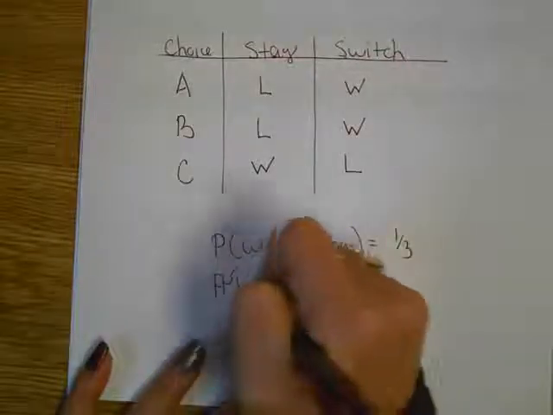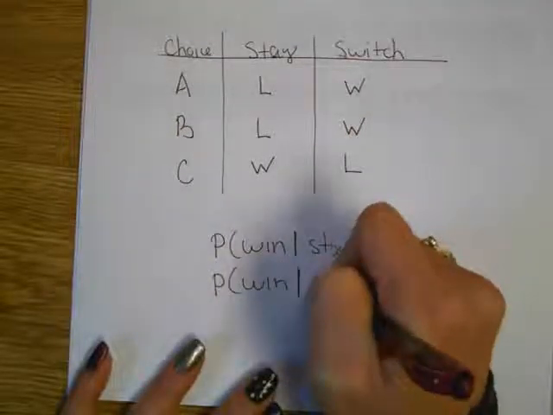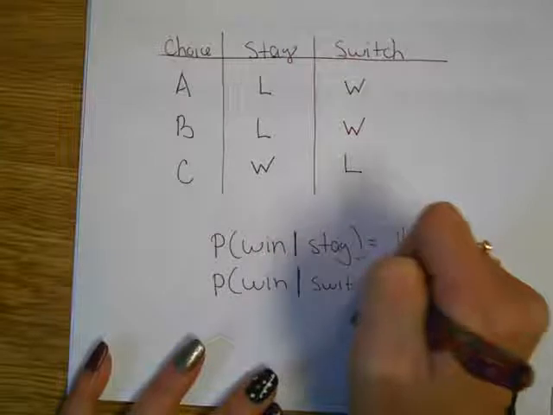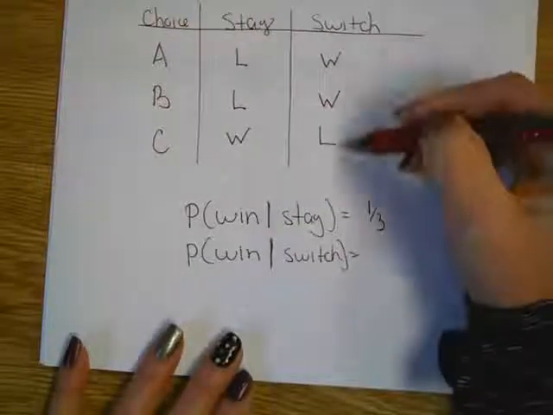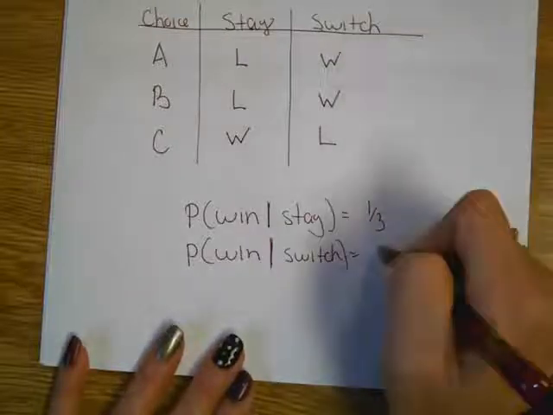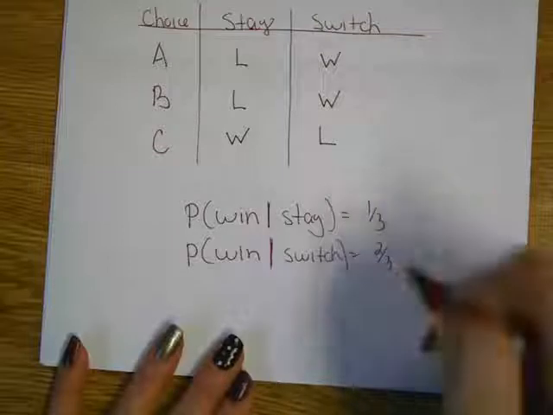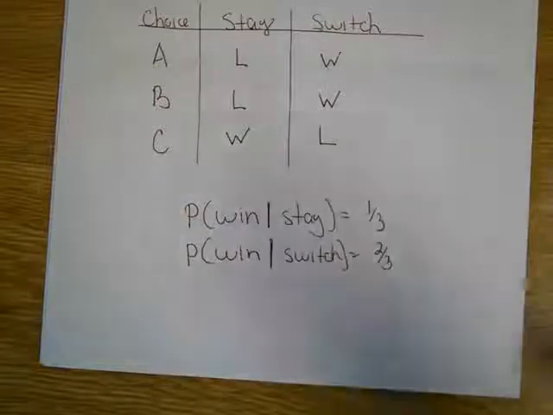Well, what's the probability that I win given that I switch? Okay, so I'm limiting my sample space to switching. Well, if I look here, I'm a winner 2 out of 3 times. I've got a 2/3 chance of winning. So, if you have the option, you would want to switch at the end. And if you can think probabilities also.